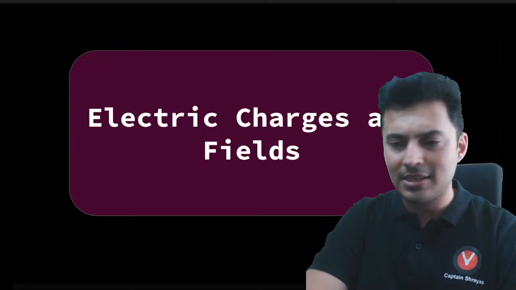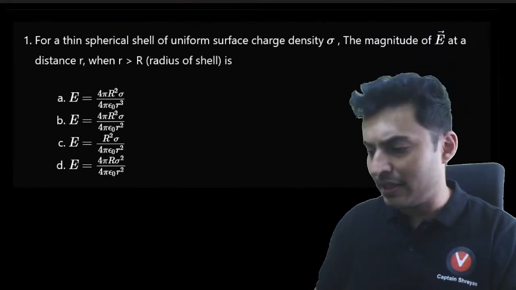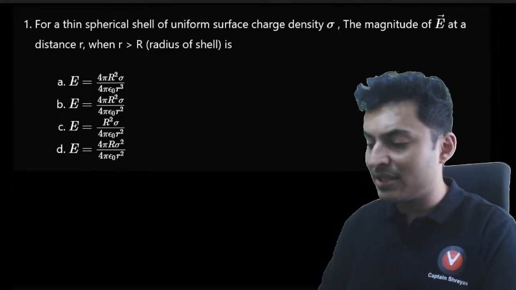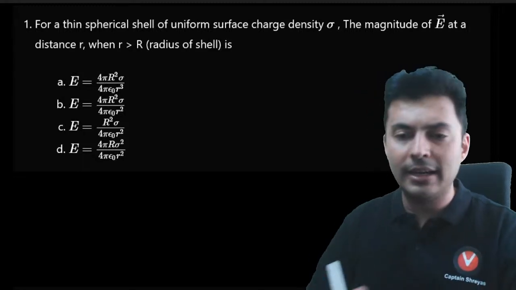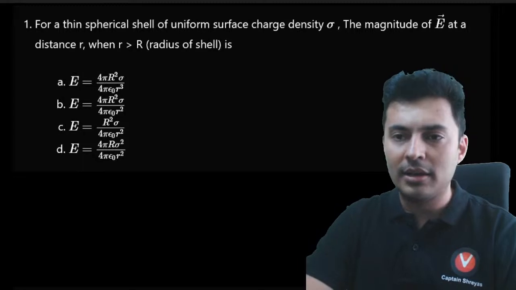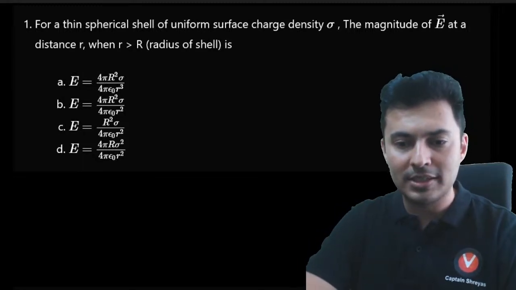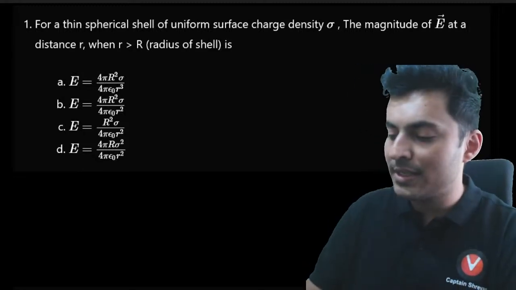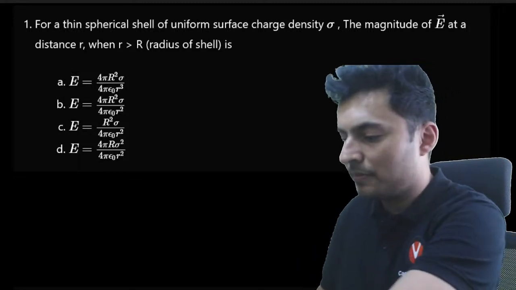Let's begin with electric charges and fields. Coming up on your screen right now is this particular question: for a thin spherical shell of uniform surface charge density sigma, the magnitude of the electric field at a distance r is given by. That's the question. Come on, let's try to solve this, my dear warriors. Let's try to understand the diagram first.